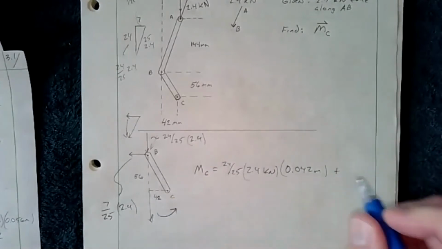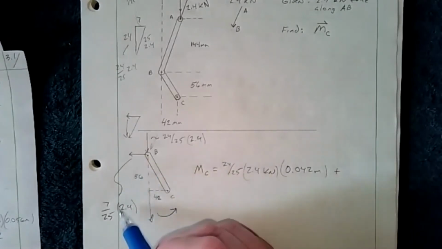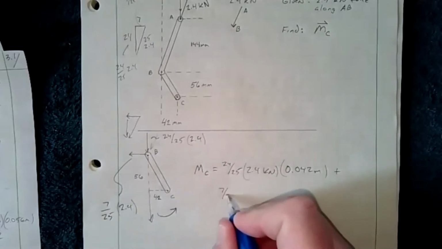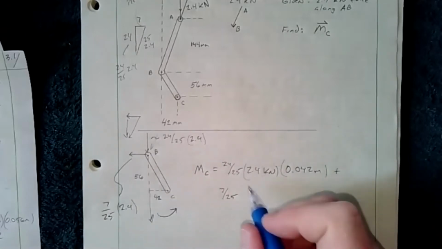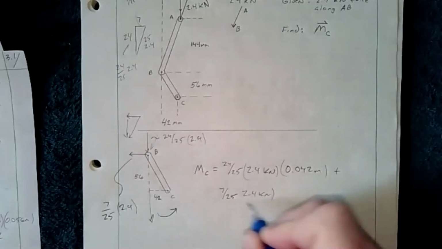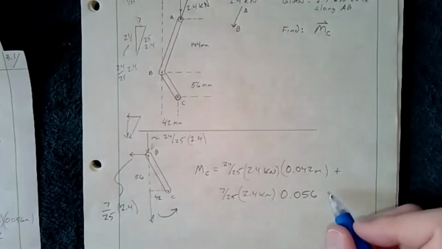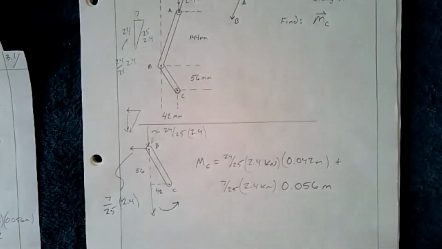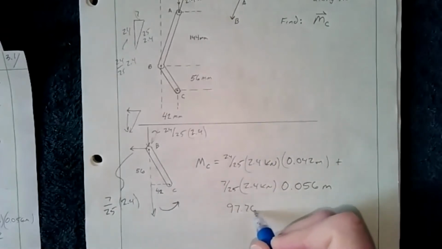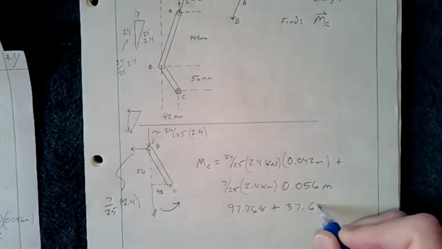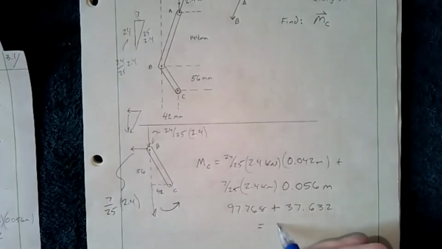And then plus, because this force here, the 7/25 of 2.4, is also going to want to rotate counterclockwise about C. So plus 7/25 times 2.4 kilonewtons, and then times 0.056 meters. So what I end up with is 97.768 plus 37.632, which gives me a total of 134.4.